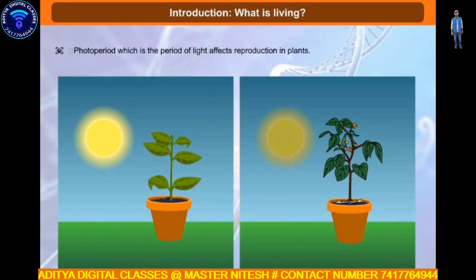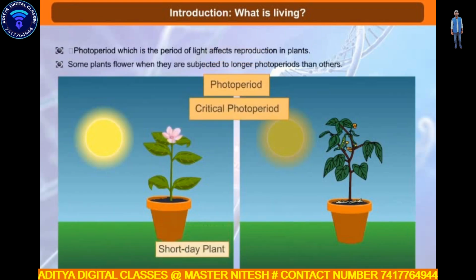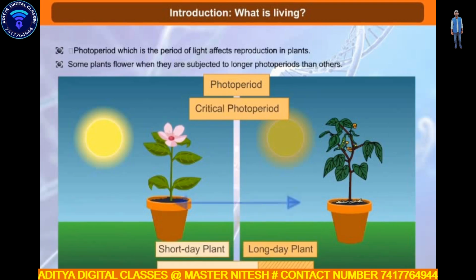Photoperiod, which is the period of light, affects reproduction in plants. Some plants flower when they are subjected to longer photoperiods than others.